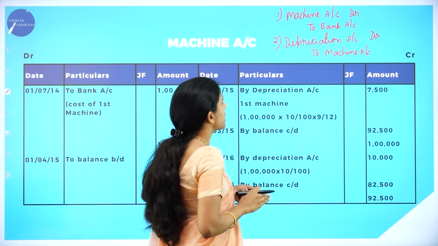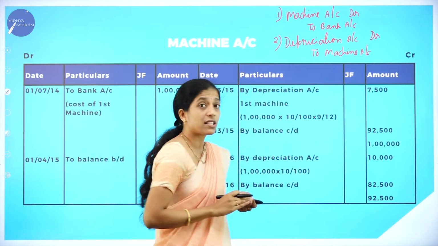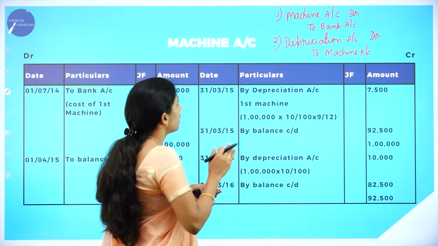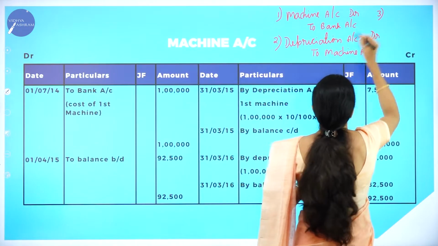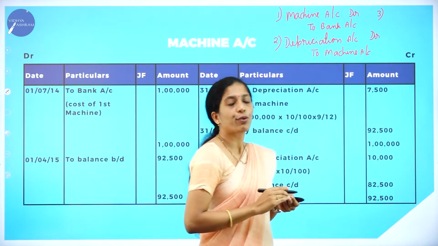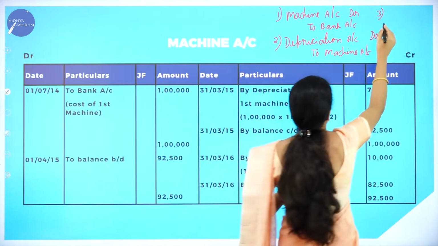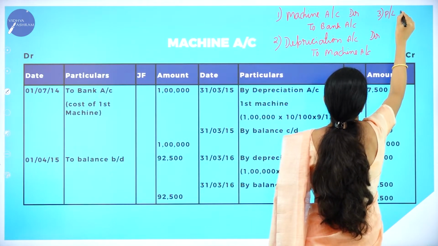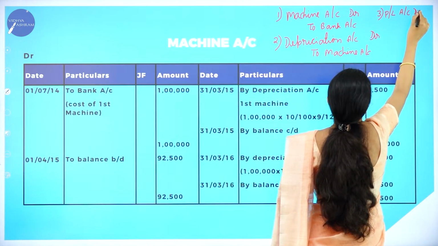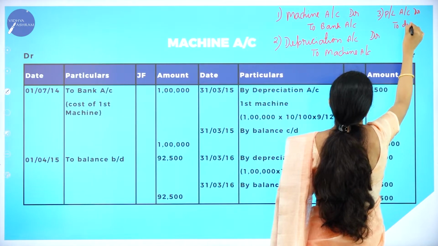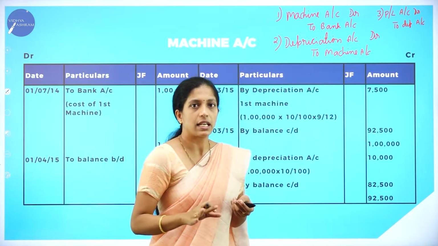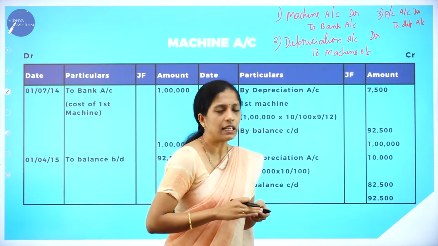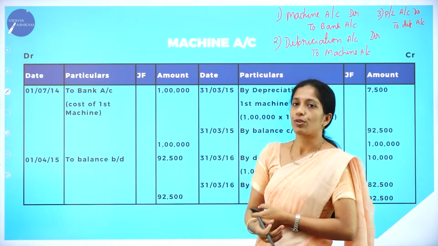Next, third entry is for transfer of this depreciation to profit and loss account. Now what is the third entry? So your third entry will be transfer of depreciation to profit and loss account. So your entry will be profit and loss account debtor to depreciation account. So this would be your third entry. If you know all these three entries, it is very easy to prepare the ledger accounts. Directly go to the first year.